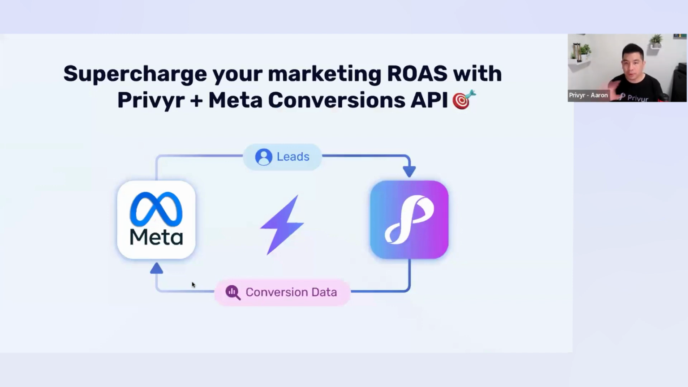So again, the whole name of the game is to supercharge your marketing return on ad spend by getting leads from Meta and then using Privyr to send back the data on which leads are good, so that Meta can find you more of those leads. And we just repeat that cycle over and over and over so that we keep training and improving the Meta algorithms.